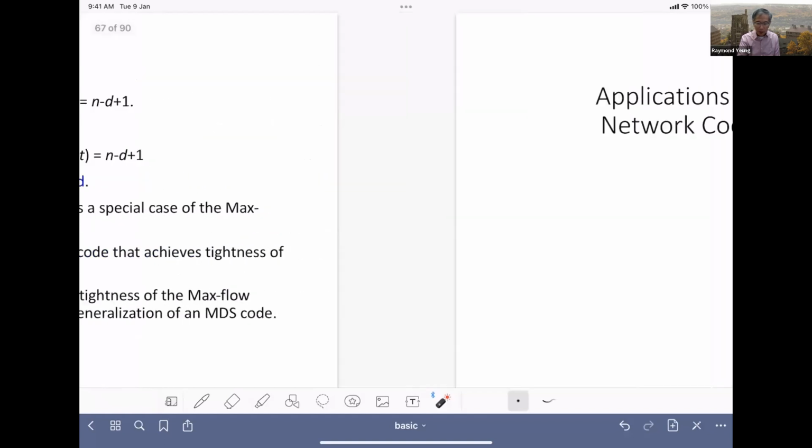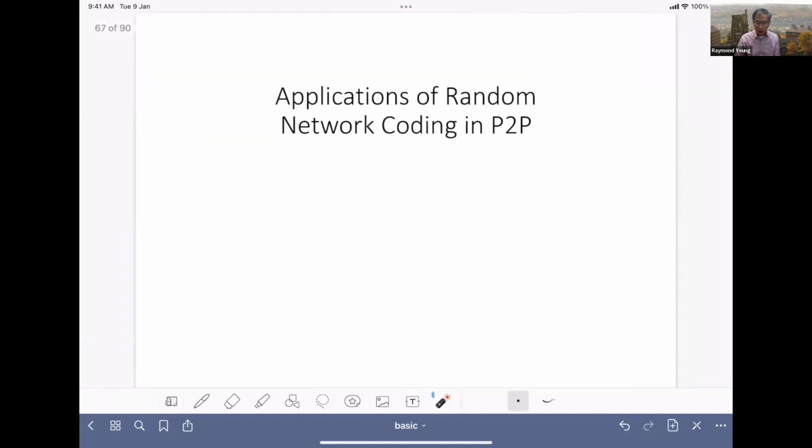Okay, next I'm going to talk about applications of random linear network coding in a P2P network. So this is actually quite enlightening.